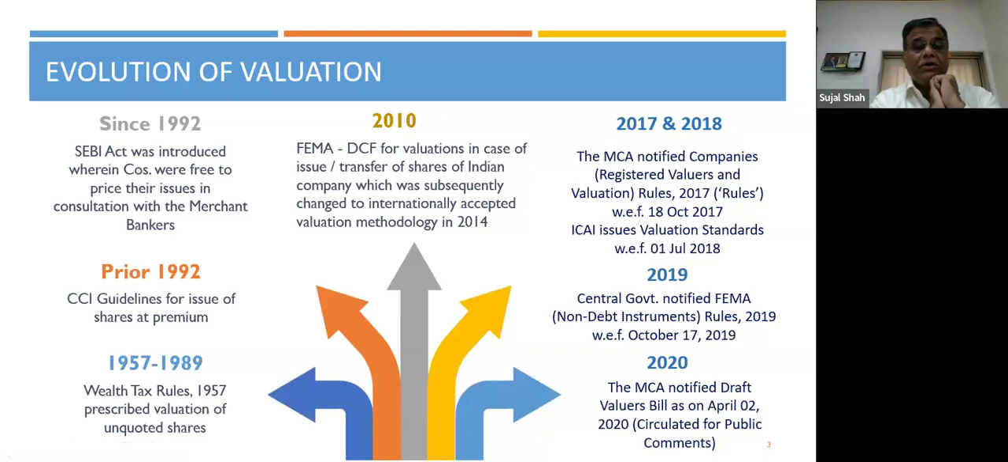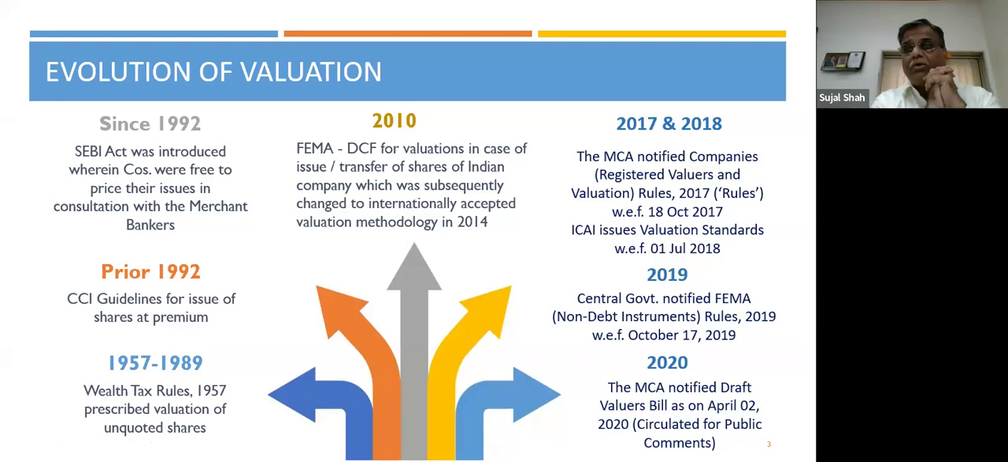But I'll also explain the landmark events which took place in the profession, where it started and where it is today. Till about 1990, we had hardly any rules on valuation which were available for professionals. There was one under the wealth tax rules, and there was a guidance on how to value unquoted shares. It was a very basic and raw guidance available to professionals on how to carry out the valuation. Sometime in early 1992, when the issue of shares, the pricing aspect, was made free.